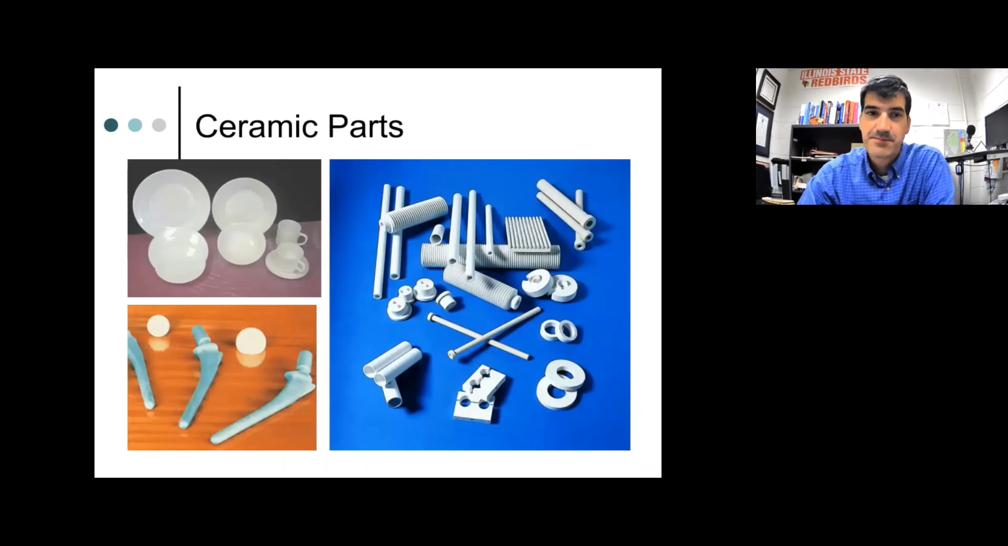Here's a bunch of ceramic parts. Most of the time, types of plates and dishes are often ceramic, at least nice ones. In my house, we don't give ceramic plates to our kids. They eat off of plastic plates and cups and stuff because they spill it all the time.